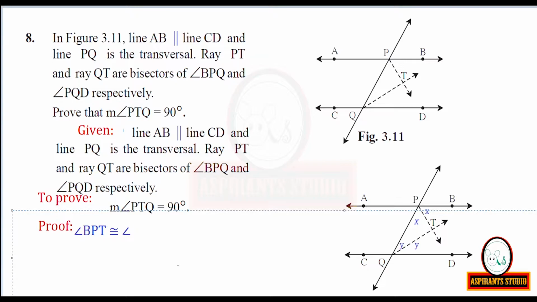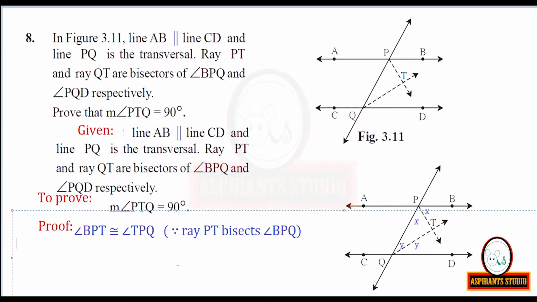In the figure, line AB is parallel to line CD and line PQ is the transversal. Ray PT and ray QT are bisectors of angle BPQ and angle PQD respectively. We have to prove that measure of angle PTQ is equal to 90 degrees.